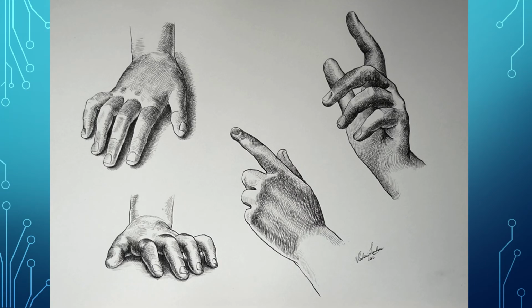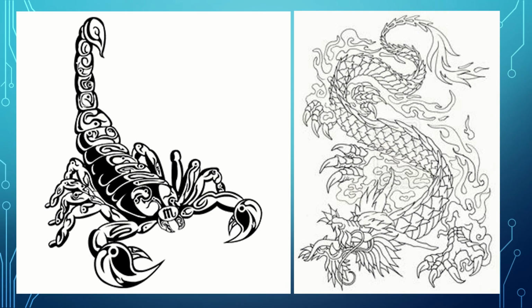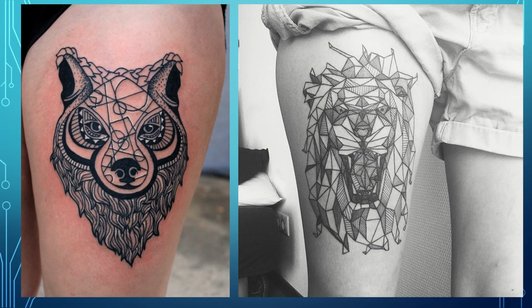Now when you're done with your Zentangles, you might want to practice drawing your hand three-dimensionally using the cross-hatching method. Here are some more ideas. And tattoo designs using a combination of Zentangles and lines.